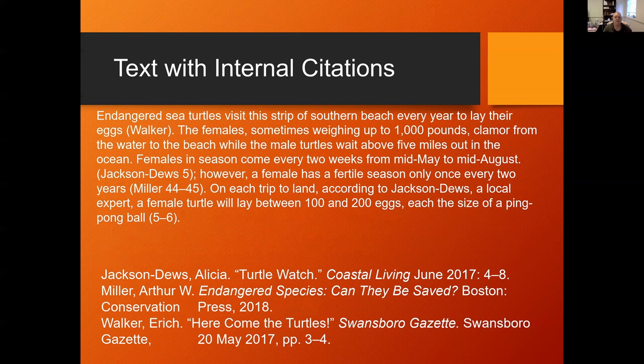So what you're going to see is something that always starts with the author's name or the organization that wrote the document. Then after that, it's usually a title of the document and then where you would be able to find that document. So if I were to read that first sentence, endangered sea turtles visit this strip of southern beach every year to lay their eggs.